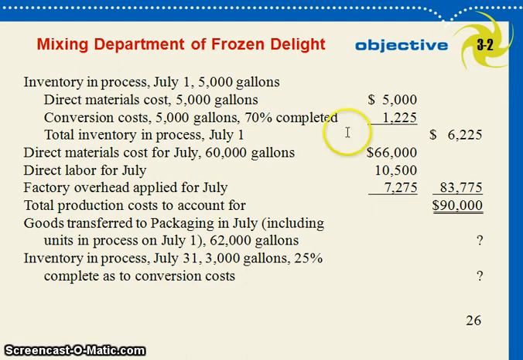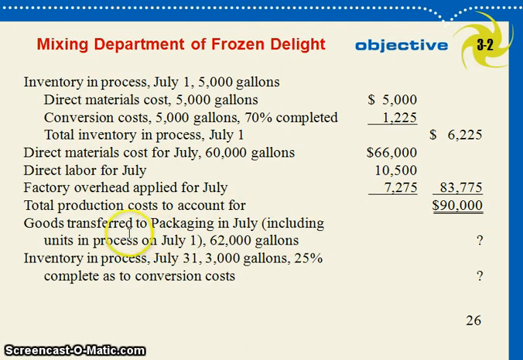So the inventory in process on July 1st has a dollar value of $6,225. Now what we're trying to figure out is what happened in the month of July and how we are going to apply the costs to the ice cream that we make in July. For direct materials for July, you have 60,000 gallons of ice cream going into process. Your direct labor for July is $10,500, and your factory overhead is $7,275. These are the total production costs for the month.